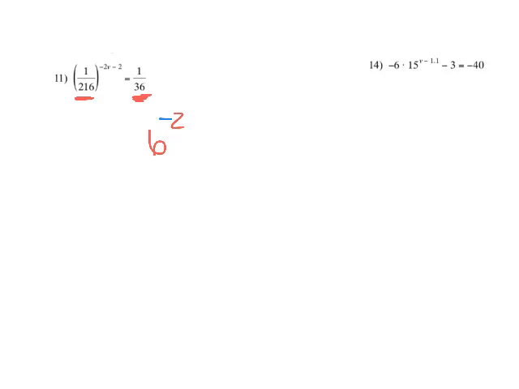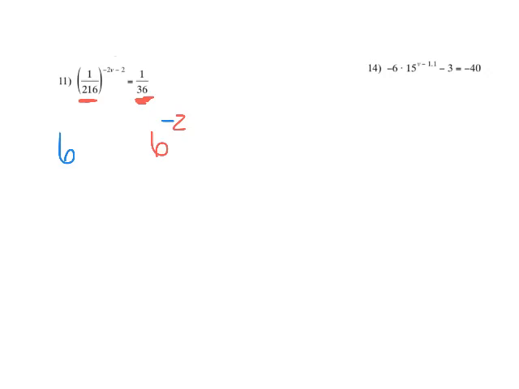So then I look at 216. Well, 216 is 6 times 6 times 6, or 6 to the third power. Again, the problem is it's 1 over 216, so it's actually going to be 6 to the negative third. Now you have to remember, you already had the negative 2b minus 2 there. So you have to keep that there, and that equals the 6 to the negative 2. So now you have the same bases.